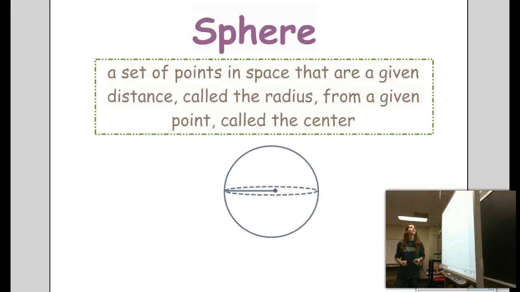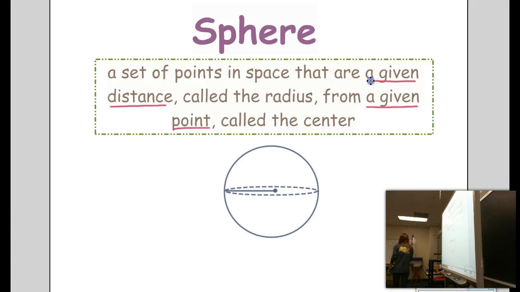Yeah. So, like I said before, a sphere is a collection of points. Can you write it down, please? Sphere: it is a collection of points that are a given distance from a given point.